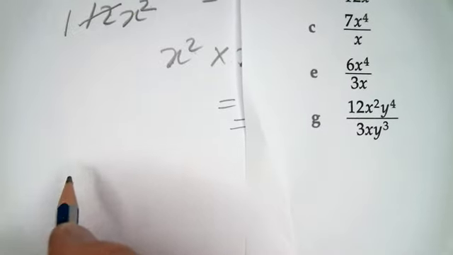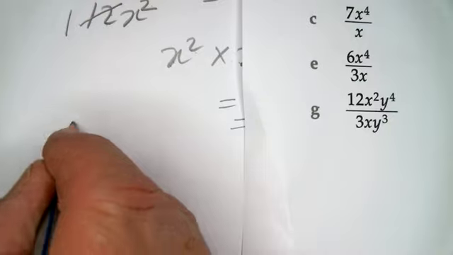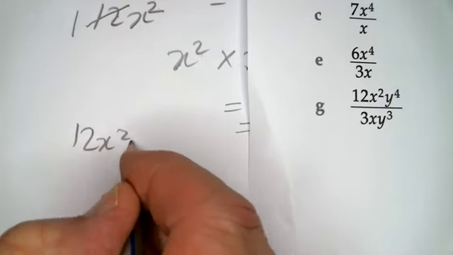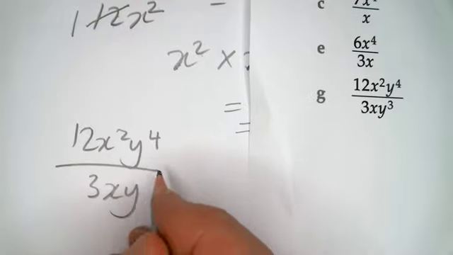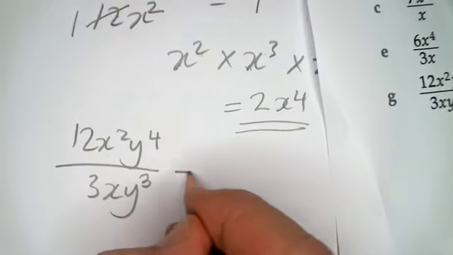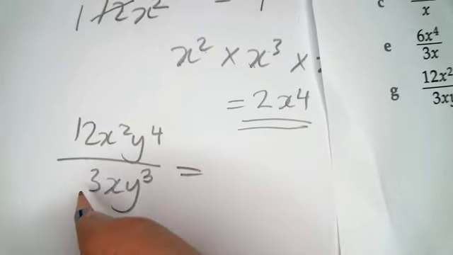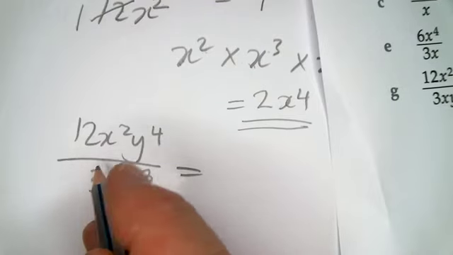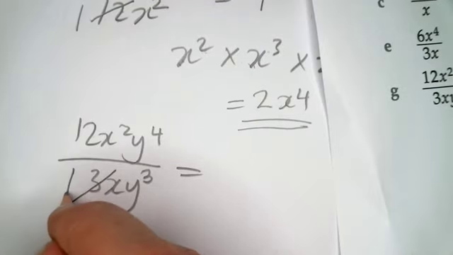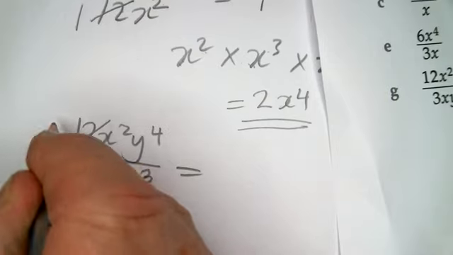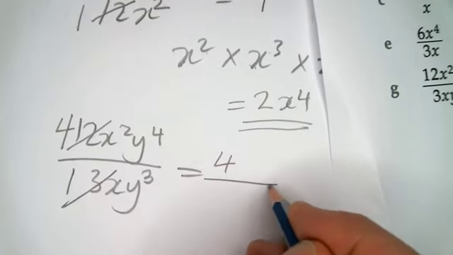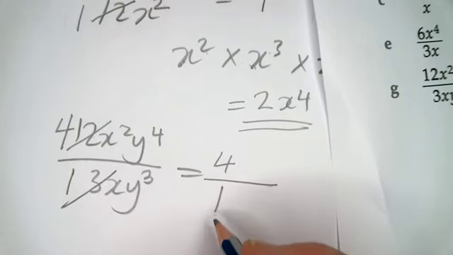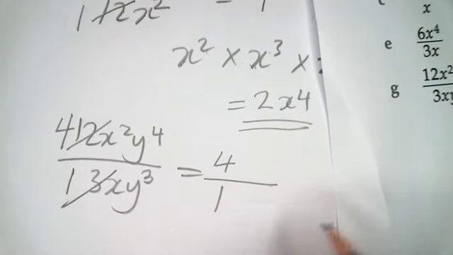I've got, I'll write it out, 12x squared y to the 4 over 3xy to the 3. How does that all play out? What's common to 3 and 12? They're both divisible by 3. 3 divided by 3 is 1. 12 divided by 3 is 4. So the first part of this is going to be 4 over 1. And anything over 1, we're going to get rid of that 1 straight away.